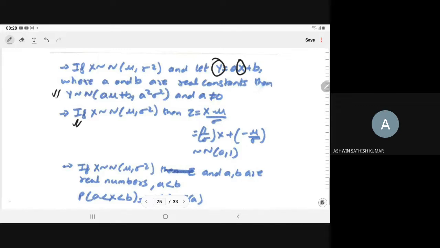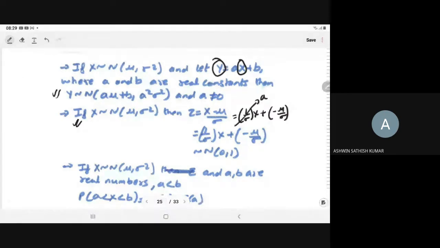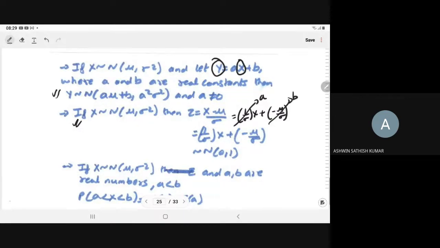Now, if x follows the normal distribution with parameters mu and sigma square, and you define z as x minus mu upon sigma, which can be written as 1 upon sigma into x plus minus mu upon sigma. So this is the a, this is the b. So using the above theorem, it can be written as follows.